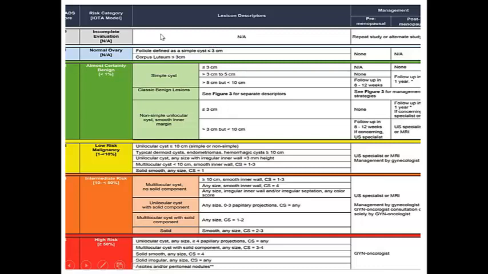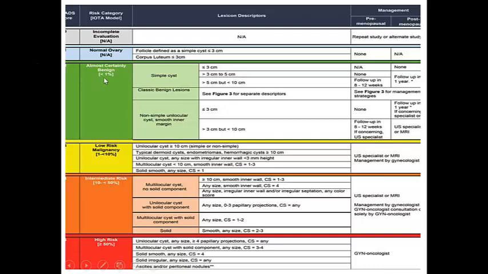This is the O-RADS lexicon. O-RADS is related to the ovarian. Here in the GI-RADS, it is ovarian and adnexal, like in the O-RADS, it is only ovarian. And here we have O-RADS 0. There is incomplete evaluation and it needs an alternate study or repeated study. Sometimes we could not identify the abnormality by ultrasound and we need further assessment by another modality.